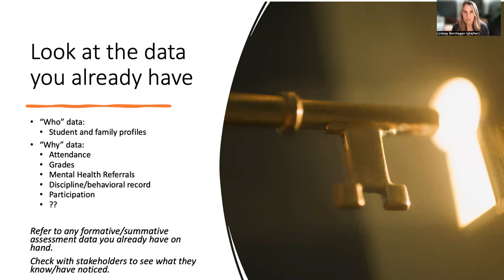So some data sources that you might consider, that you might have access to, and this is just the brainstorm list that I came up with. I'm sure you can think of some other ones. For who data, you have student and family profiles, right? You know who your students are. You have a sense of what are some of those subgroups that might be facing challenges. And you also have probably a fair amount of why data. Why? What are the indicators that there's an issue here with our students? What do we know about our students? What do we know about their academic performance, about their social and emotional skills, about their mental health and their well-being? What do we know about that already?